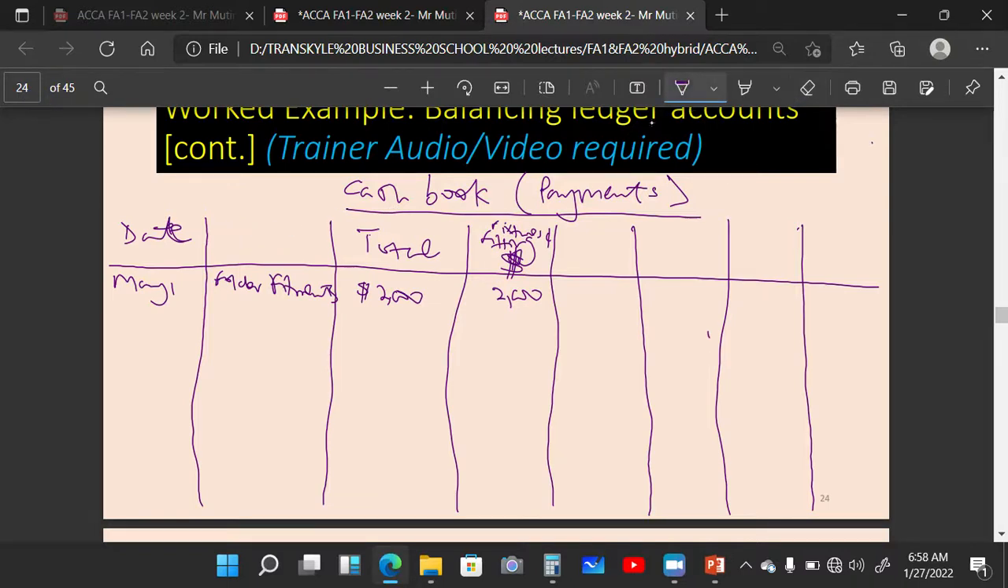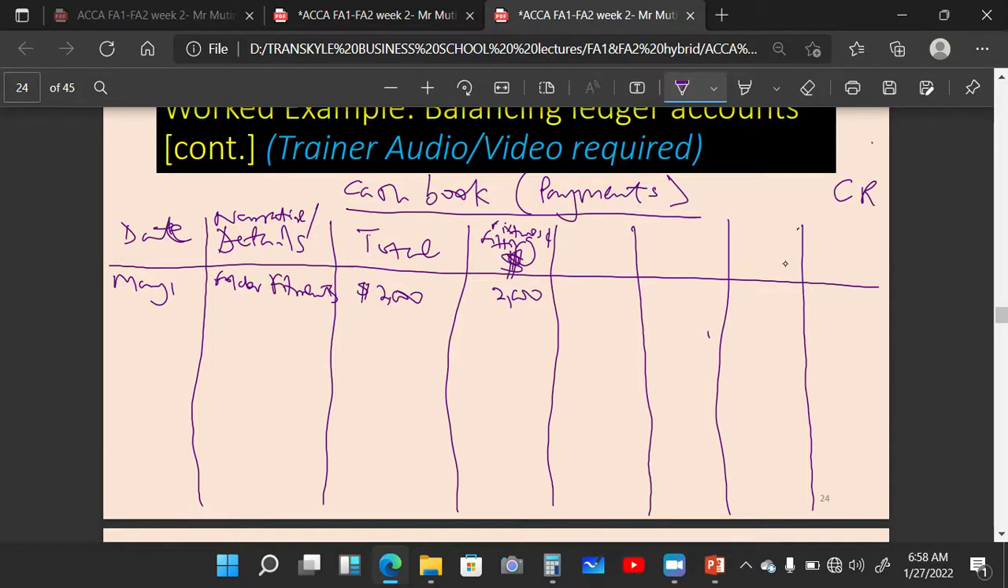Okay, details. Sometimes they call it narrative. Details or narrative. That's how we record it in the cash book. This is the payment side, or we call it the credit side. The credit side of the cash book.